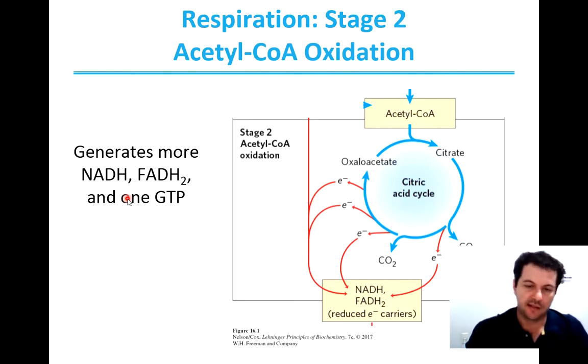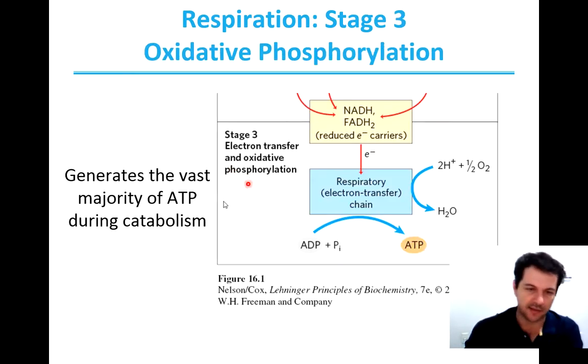The TCA cycle is the same and has one production of GTP, which can also be converted to ATP. Many of these enzymes here can produce NADH or FADH2, so this is going to be used in the last step to produce ATP.